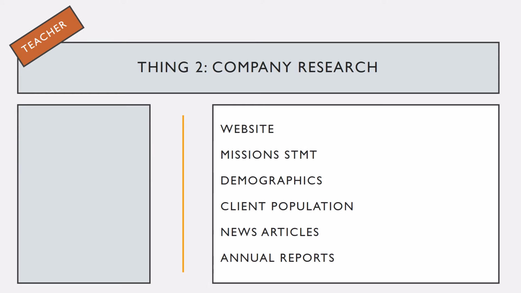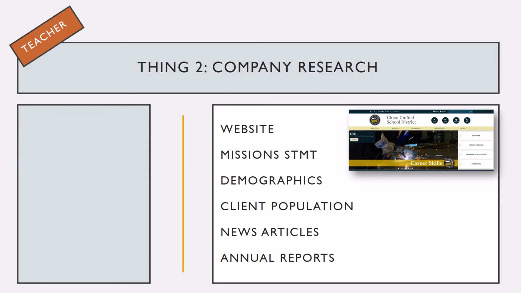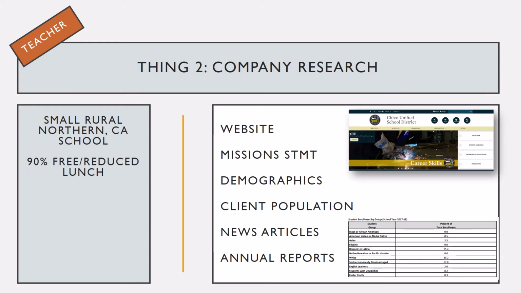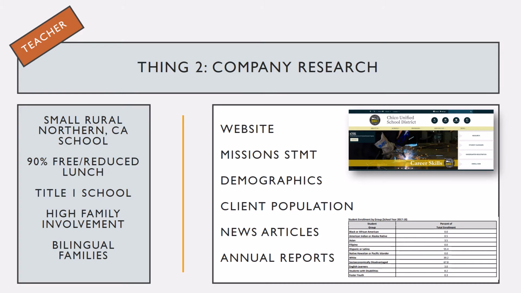Thing number two, let's do a little company research. When perusing the company website, you can pull their mission statement, demographics, or client population. You might even see news articles, and PTA reports or annual reports are also really helpful. A lot of companies have them, especially publicly traded companies or public institutions like a school district. They'll be online. So when you're doing your company research, let's figure out what's really important to the company. For us, the school we're looking at is a small, rural, Northern California school. A lot of their students look like they're on free and reduced lunch, according to the reports. They're a Title I school. The report stated they had high family involvement and that a lot of their families are bilingual, based on the website and all the content we just pulled from doing some basic company research.